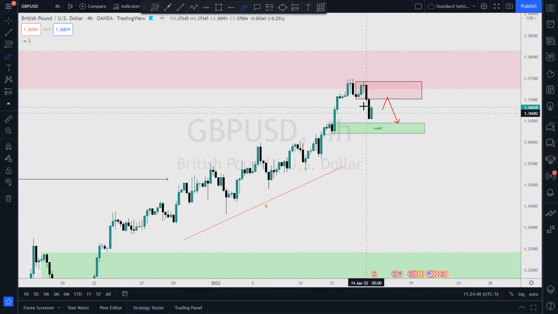All right, I go to the 4 hour for my direction and my narrative. What does price intend to do? What is the intentional move? A higher low, a lower high. Then I go to the 15 to get my bias.